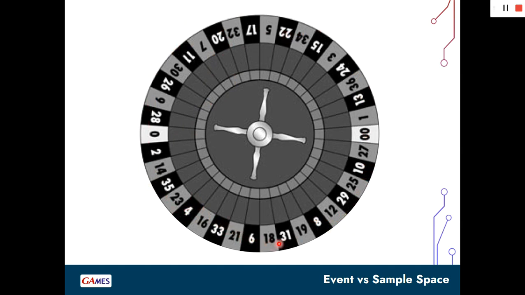How many even pockets would you have between 0 and 38? Actually, let's take out 0 and start from 1. From 1 to 38, you have 38 numbers. What is the total number of even numbers that you have between 1 and 38? Who can tell me? Yes, anyone?